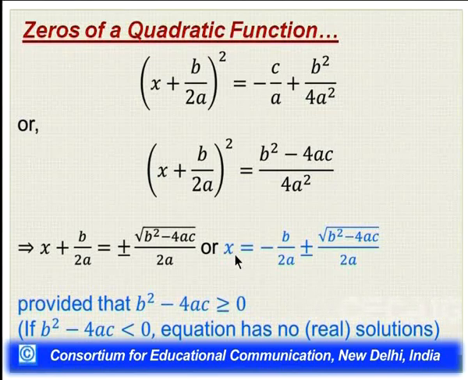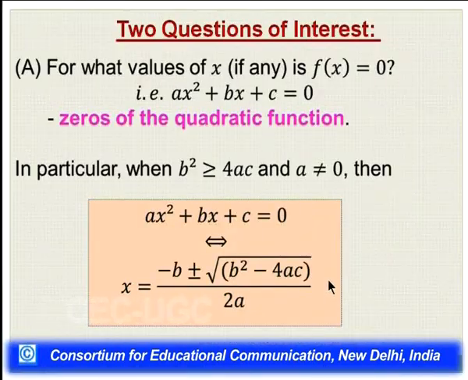The solutions are given by this formula, x equal to minus b by 2a plus minus square root of b square minus 4ac divided by 2a, as long as b square minus 4ac is greater than or equal to 0. And by the way, this expression b square minus 4ac is also known as the discriminant. I should have written it here. It is spelled D-I-S-C-R-I-M-I-N-A-N-T.